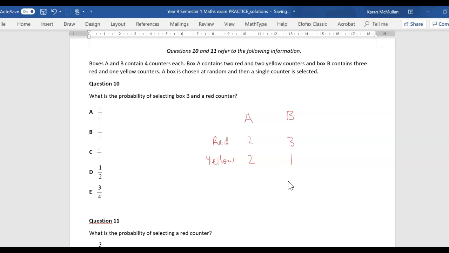So this is where we need to actually draw a... selecting box B and a red counter. Actually, I was going to do a tree diagram, but we don't need to. So we actually want the probability of selecting box B and a red counter, which is here, 3. If we work out the total, we've got 8 counters in total, so it's going to be 3 over 8.